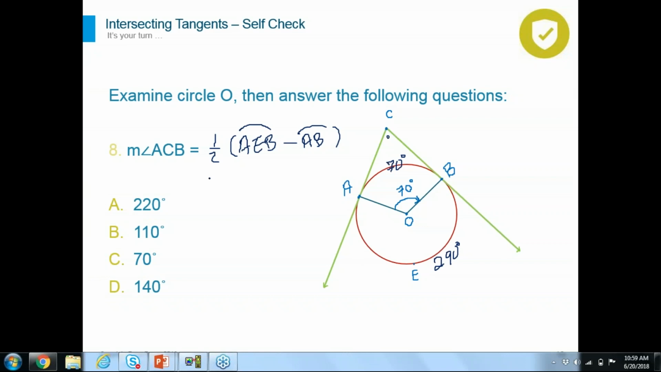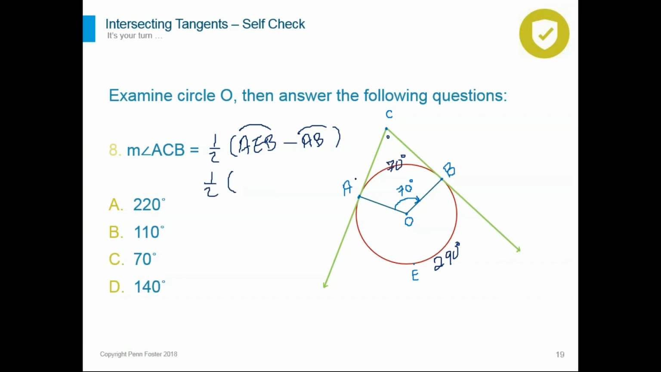So again, we're going to do half times the major arc, 290, minus the 70. Do the subtraction first and then take the half of that. So half times 220 will be 110 degrees. So B is the right answer. This angle is 110 degrees. Any questions? Anything that was not clear?